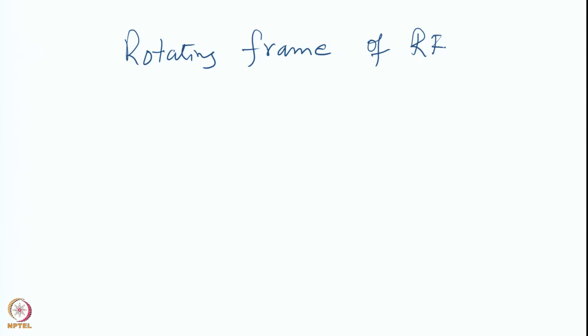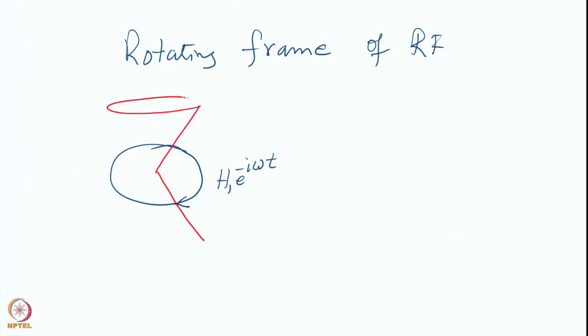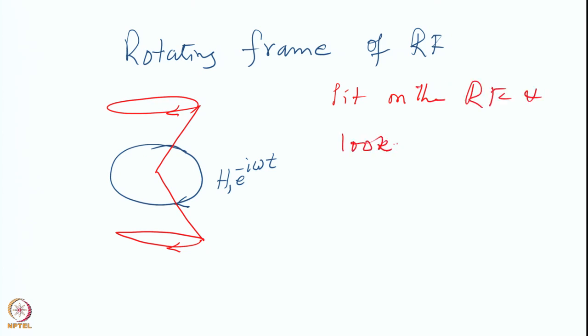In other words, I had this RF which was going in this direction, we considered this one, this is H1 e to the minus i omega t. The spins were going like this, and this is also going in the same direction. So now, if I sit on the RF, rotating frame of RF means I sit on the RF and look at the spins.